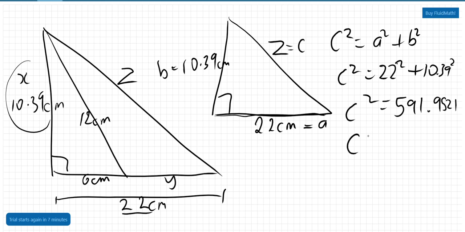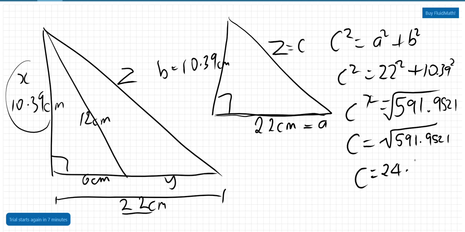Okay, so c is now equal to, get rid of the squared by square rooting it, so the square root of 591.9521, to two decimal places, we end up with c is equal to 24.33, and our units are centimeters. Okay, so we have now found z. I forgot to replace c with z, so that's fine. Just make sure in the final answer, z is written there and it's equal to 24.33 centimeters.